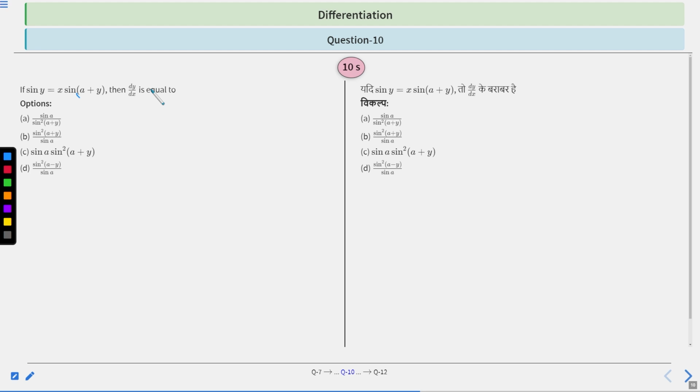After that, we can apply the quotient rule on sin y upon sin a plus y, right? So we can find dx by dy. After that, we can take the reciprocal of dx by dy to get dy by dx, right? And on the right hand side, we will apply the quotient rule, right? So this was the hint of this question. We have 10 seconds to solve this question. After 10 seconds, we will discuss the solution.